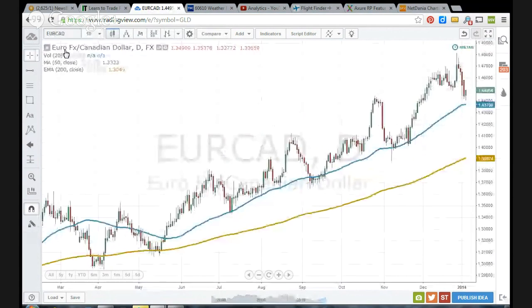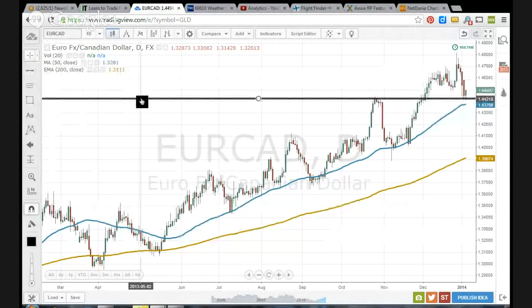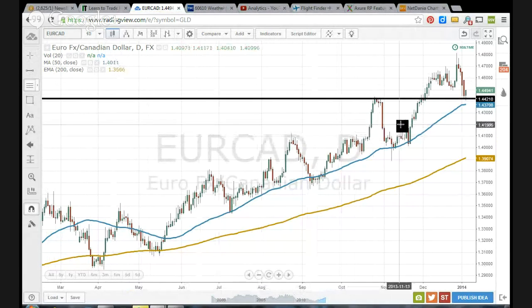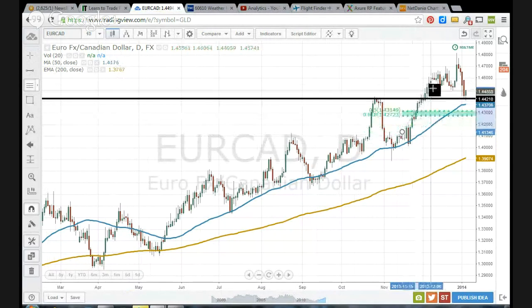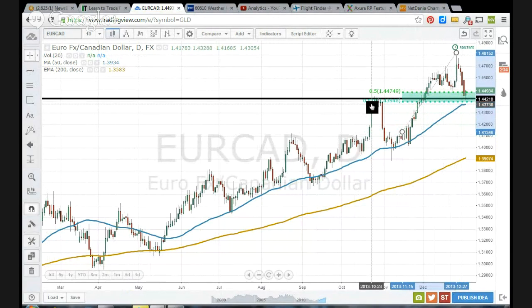Euro Canadian dollar. Okay, this is interesting. Okay. And let's see, Fibonacci. Let's try drawing it from here. Okay, that's interesting. So we have had a decent pullback, and this will be an opportunity I enter.